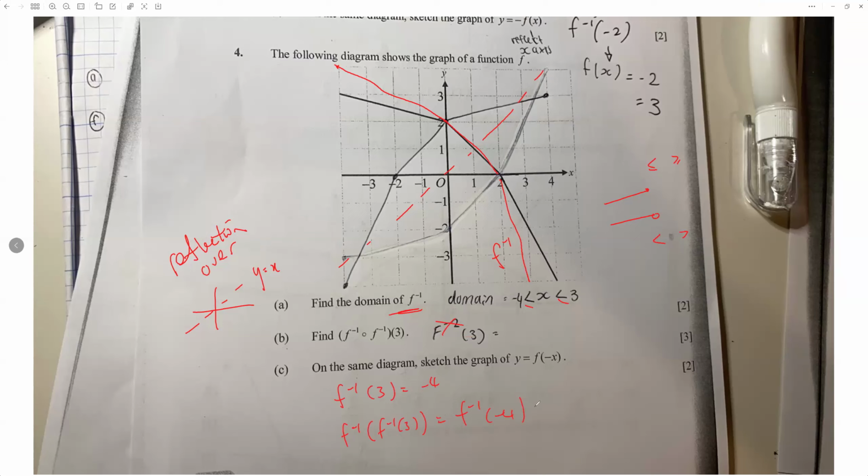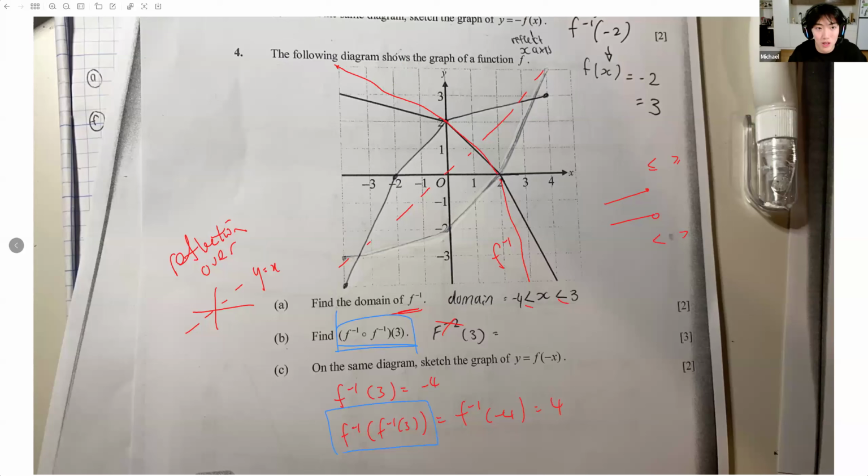Wait, but I'm confused. How did you get to there? So this is different notation, but the same as this. These are the same thing. Say f inverse, don't say negative 1. What is f inverse inverse? It's just x. F inverse is just this red line.